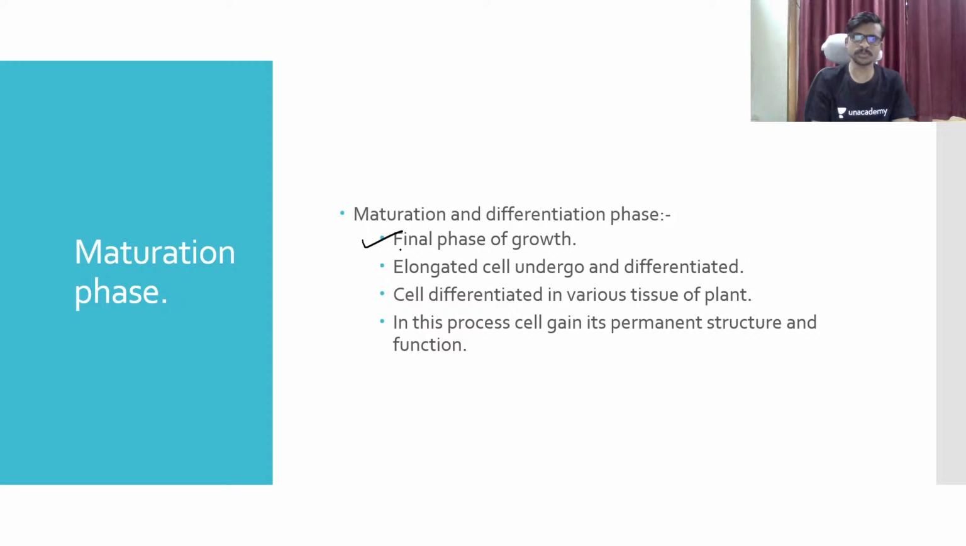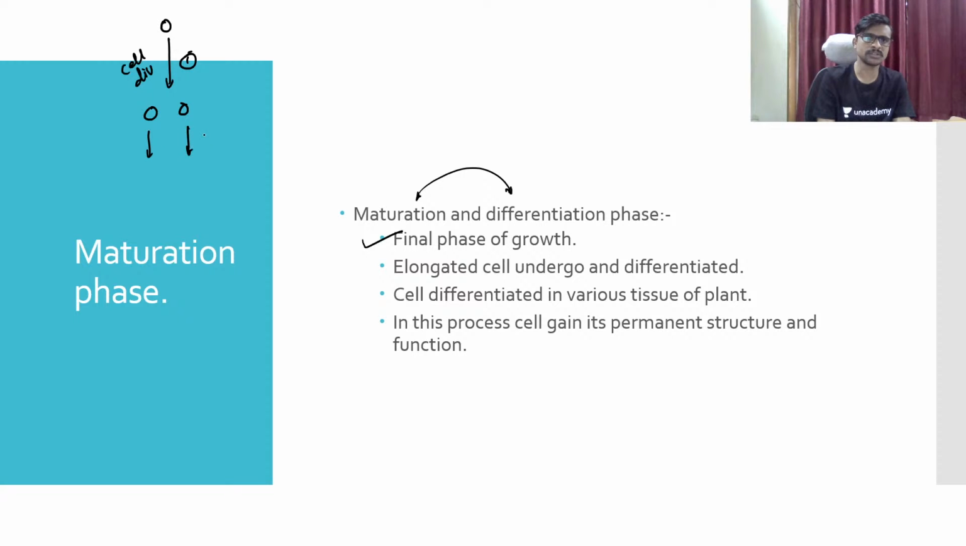This is the final phase of growth, okay. What is meant by maturation and differentiation? The meaning is similar. It is an elongated cell, which is coming from the second stage, okay. So the first stage we know, the formation stage, where the cell division happens, and the number of cells are now 2, okay.